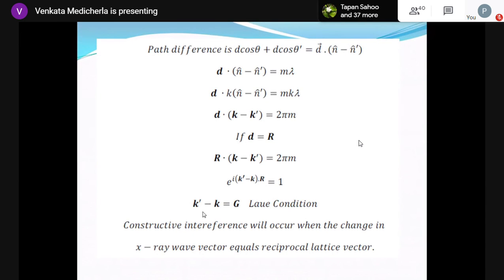This result comes in reciprocal lattice because these are wave vectors, and the change in wave vector, k prime minus k, should satisfy the Laue condition. I will show you geometrically what this means. So constructive interference will occur only when the change in X-ray wave vector equals a reciprocal lattice vector. But this result is the same as the Bragg condition. You can get the Bragg condition from this, not the other way. Once you have a vector equation, you can always derive a scalar equation by taking the magnitudes. But the other way is not easy. This is more general. You can go back to the Bragg law from this.